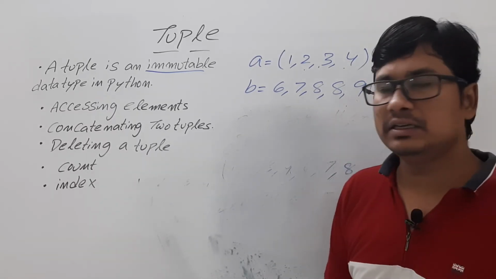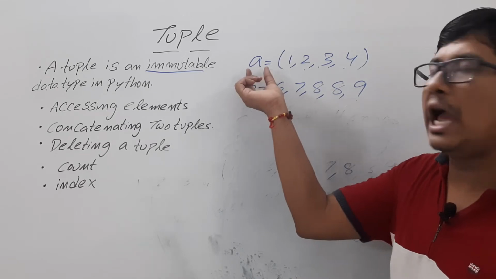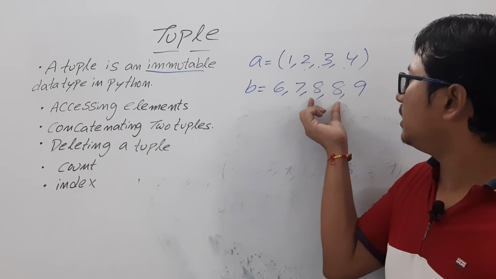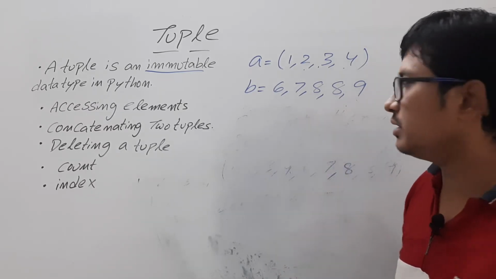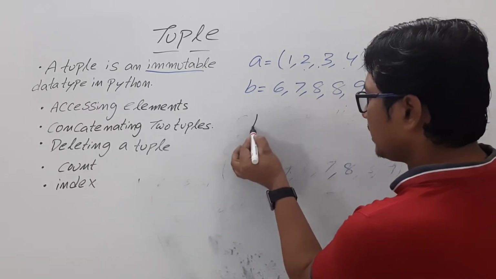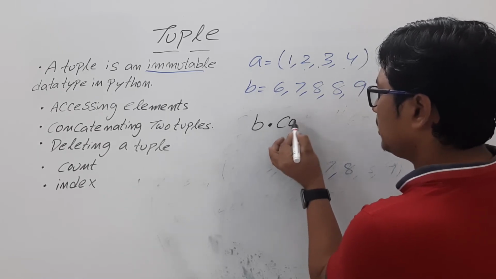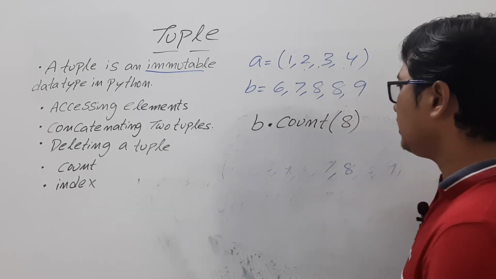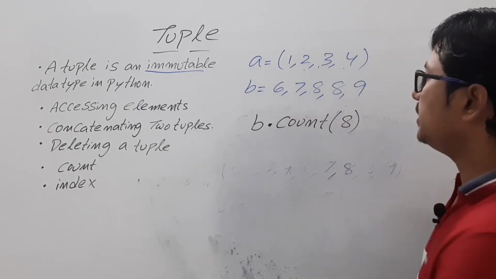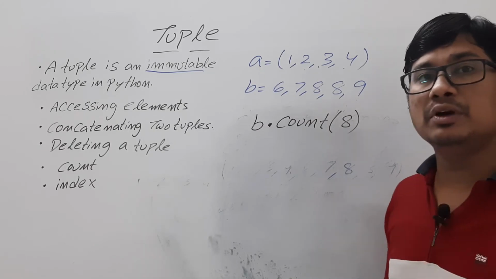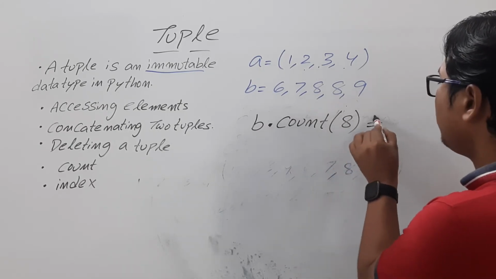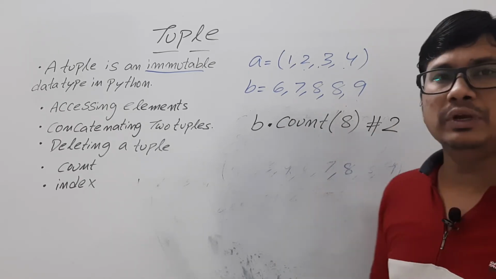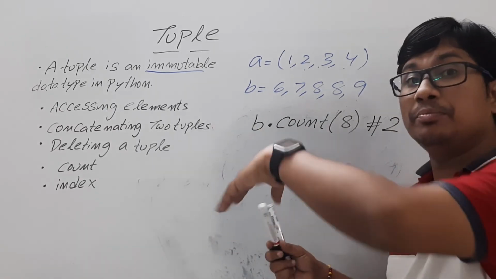Let's consider that in a particular tuple, I want to count how many times 8 has occurred. Look here, 8 has occurred 2 times. I want to count it. How can I do that? I can write b dot count and give the particular element. Suppose I have given 8. Then it will go to the tuple variable b and find how many times the element 8 has occurred. If you have observed clearly, it has come 2 times. So the value 2 will be printed if you write it within the print statement.